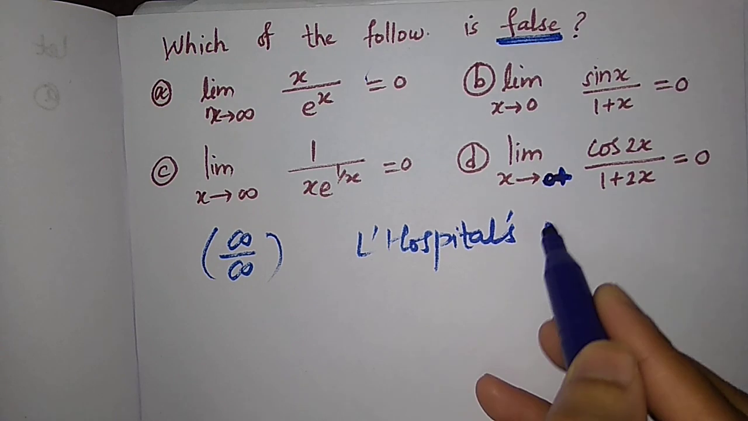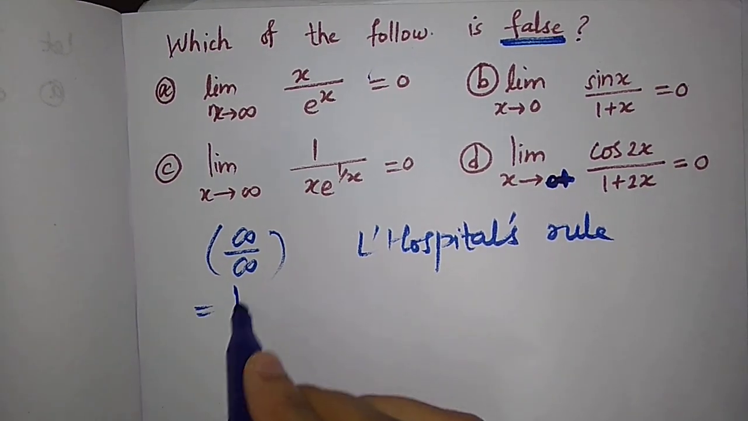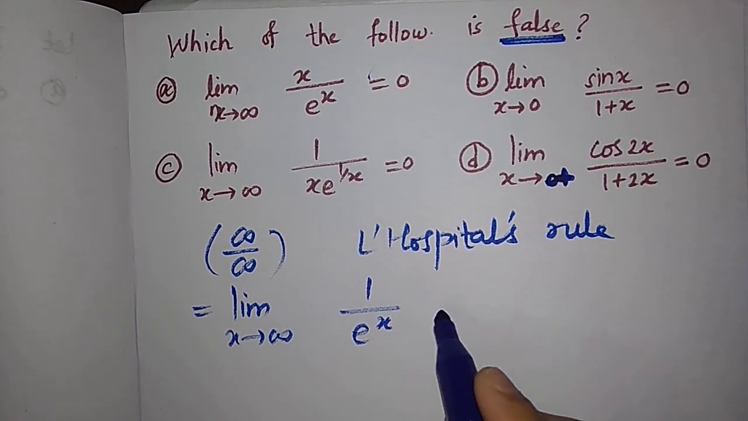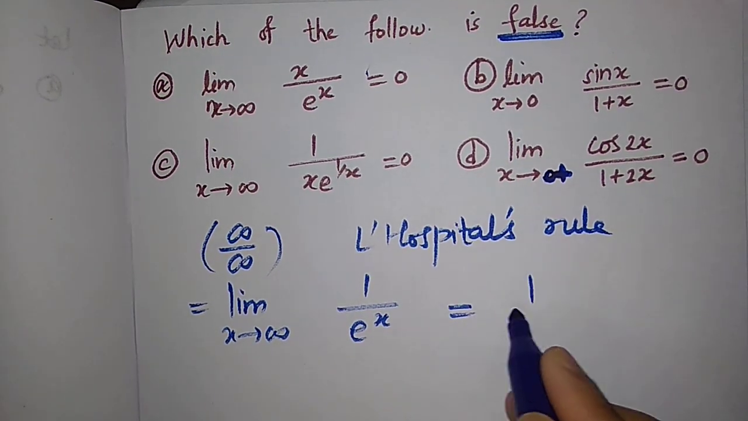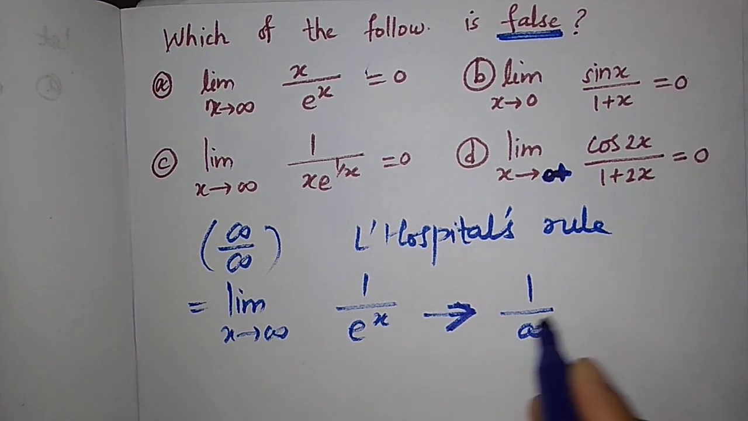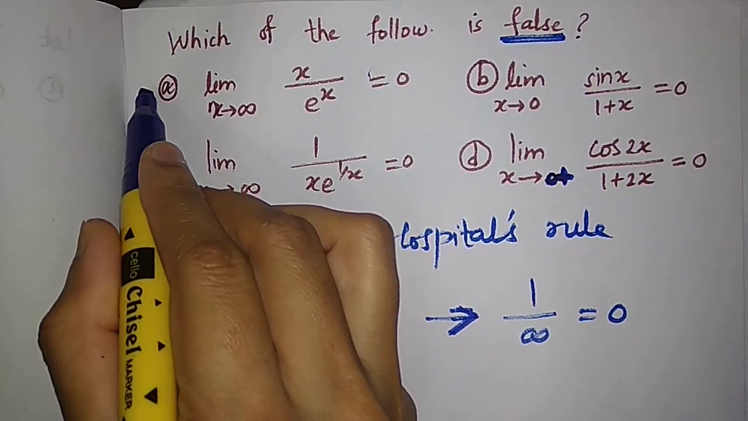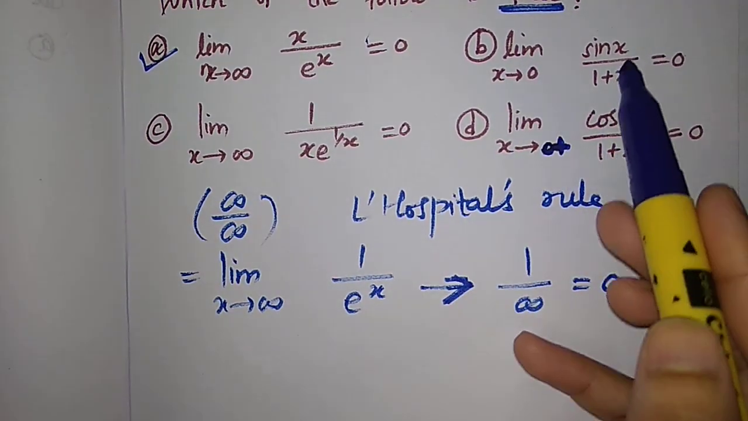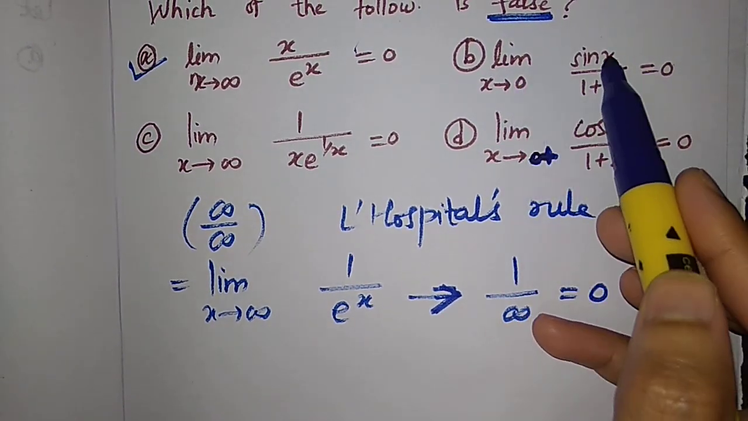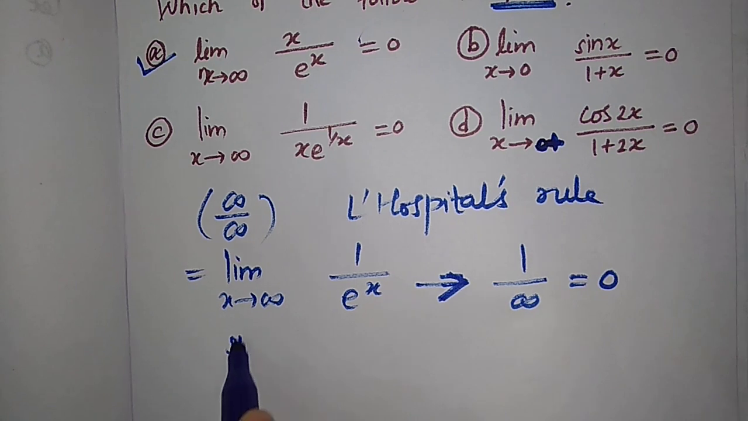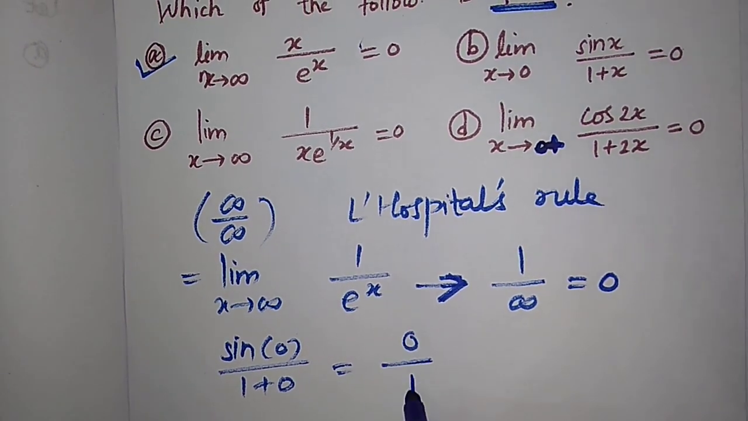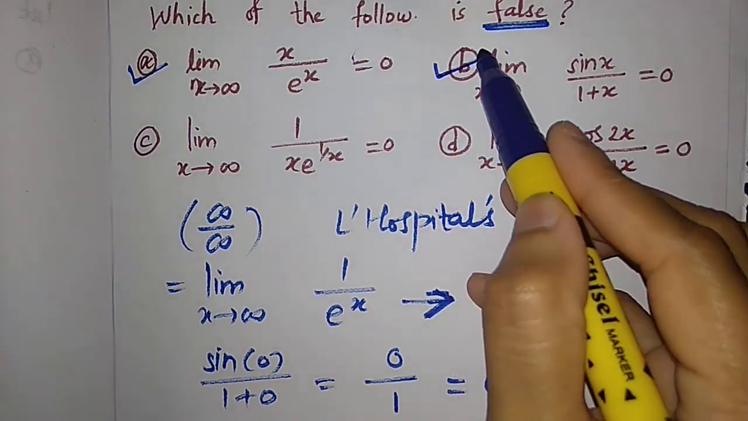this limit, just take the derivative, so it is 1 upon e raised to x, and as x tends to infinity, this is 1 upon infinity, which is 0. So this is true. Now the second is sin x upon 1 plus x as x tends to 0. When you put x equal to 0, it is sin 0 upon 1 plus 0. So sin 0 is 0 upon 1, which is just equal to 0. So this is also true.